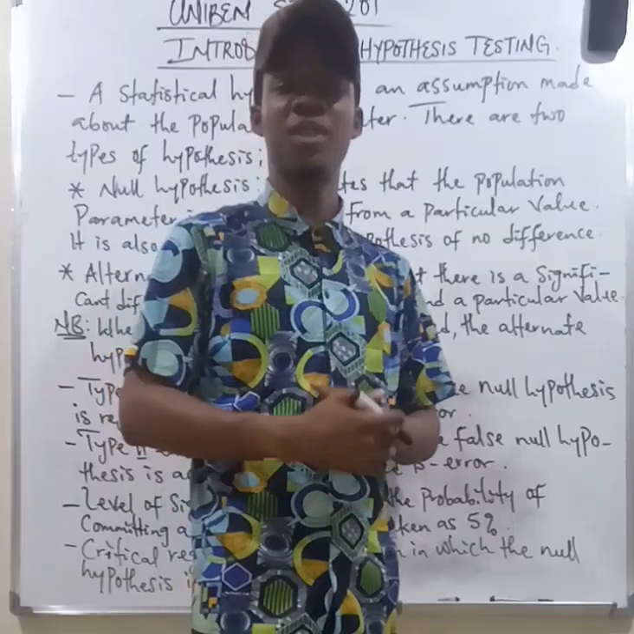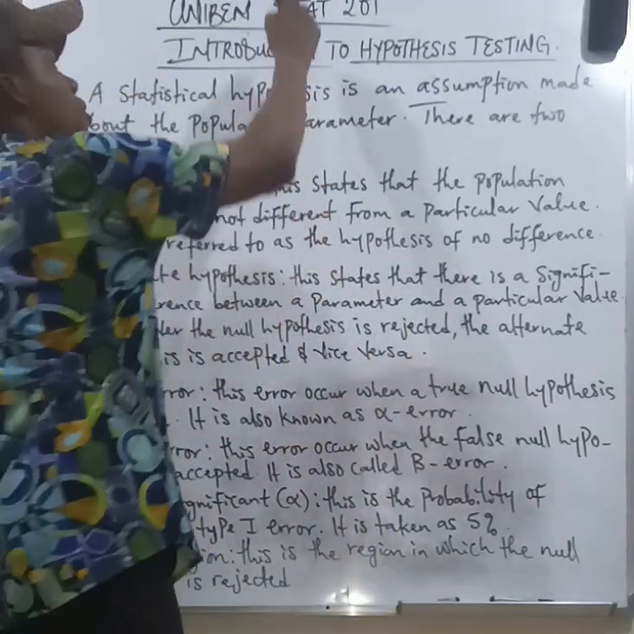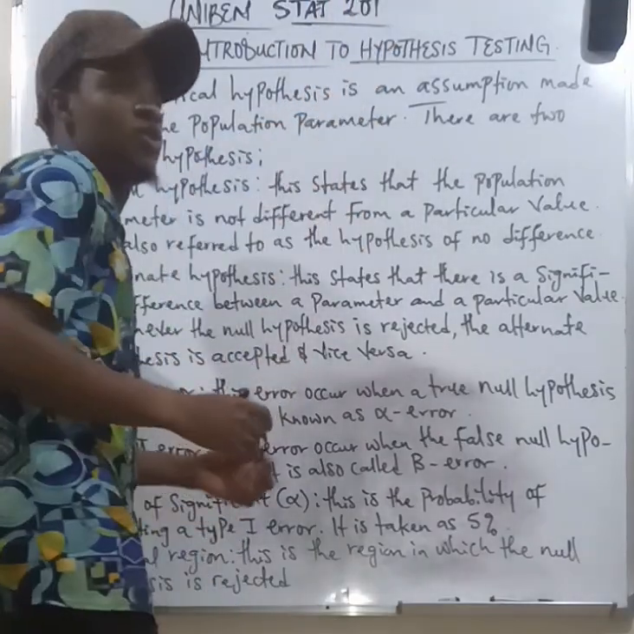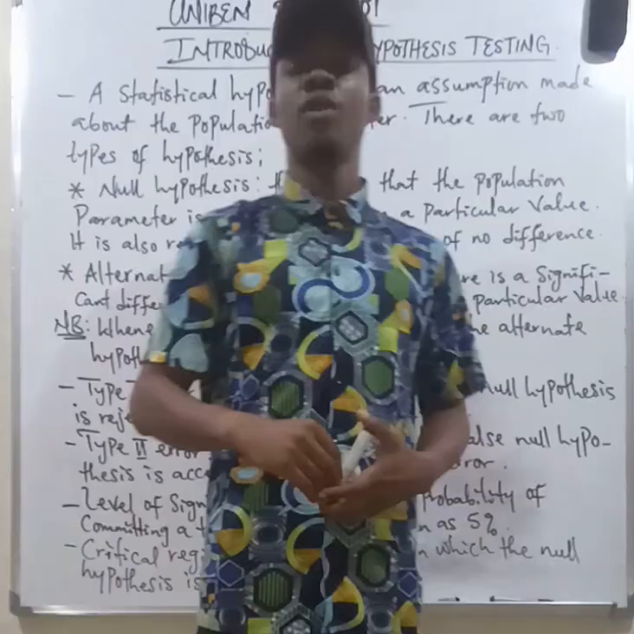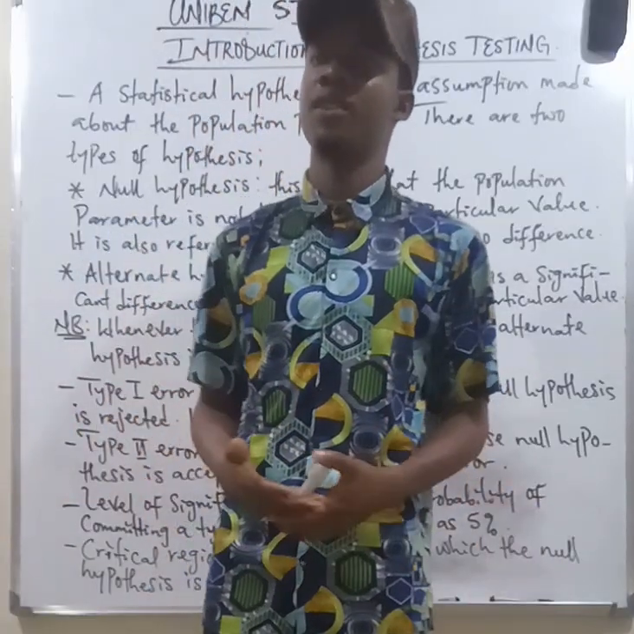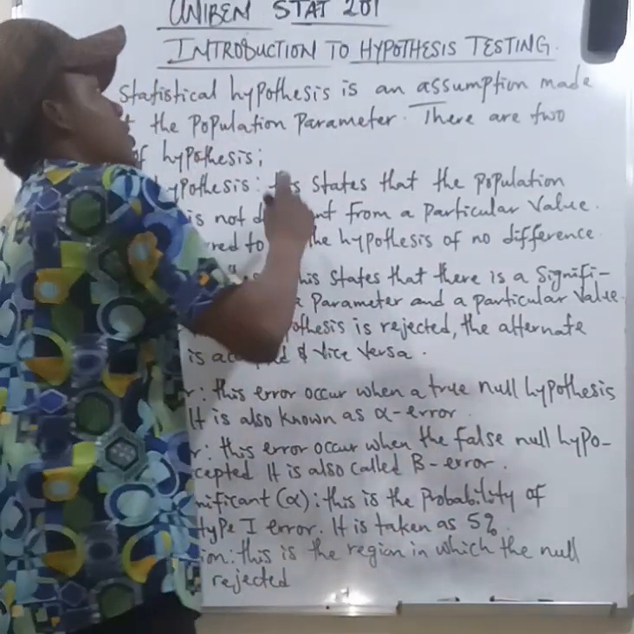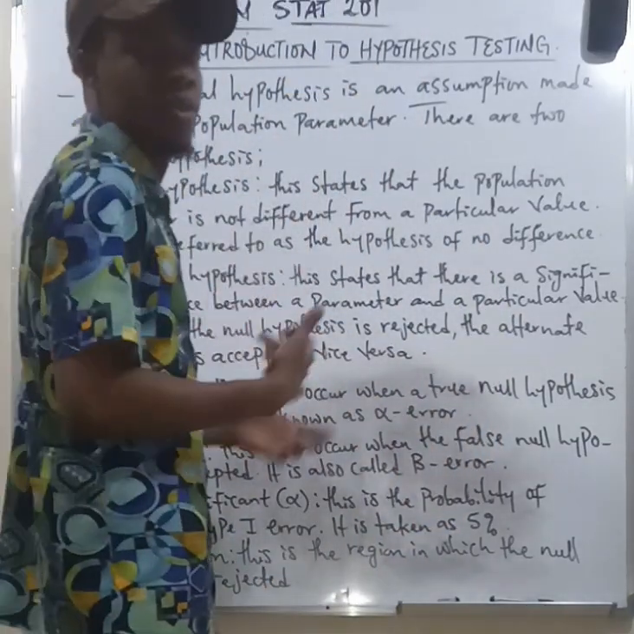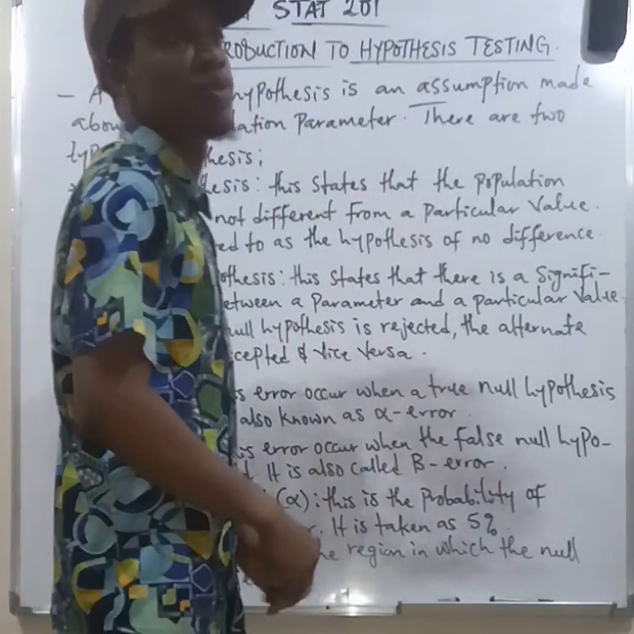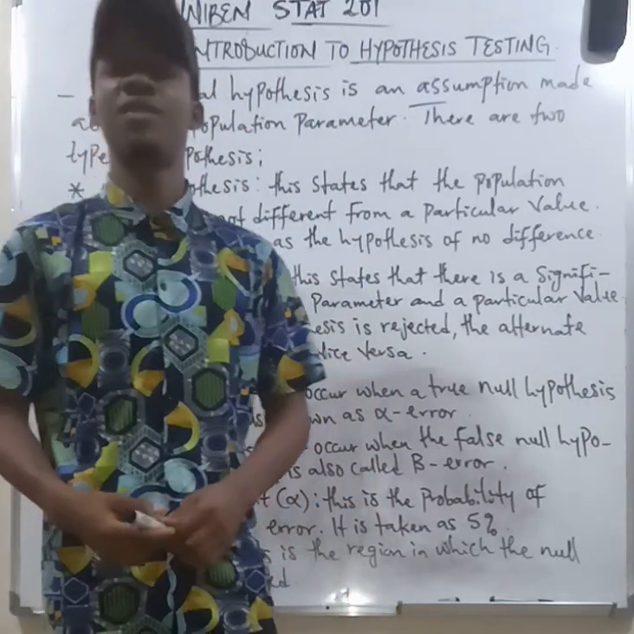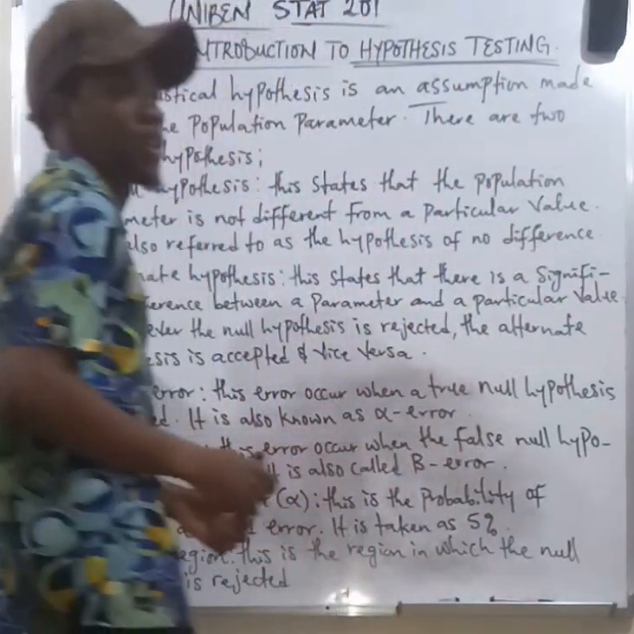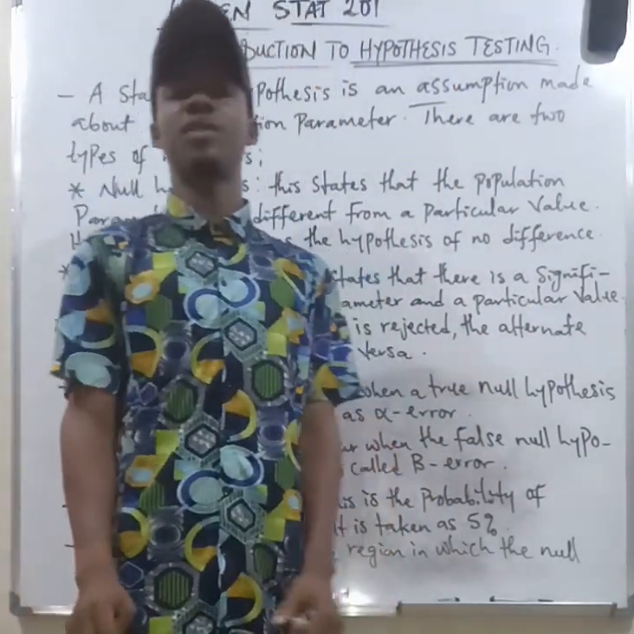Today's video lesson will be for 200 level students in the University of Benin, offering this course called Stat 201. So if you're a university student in any of these federal universities in Nigeria, and you are offering a statistics course for university students, it is known as Stat 201. So this will just be an introductory lesson to hypothesis testing.